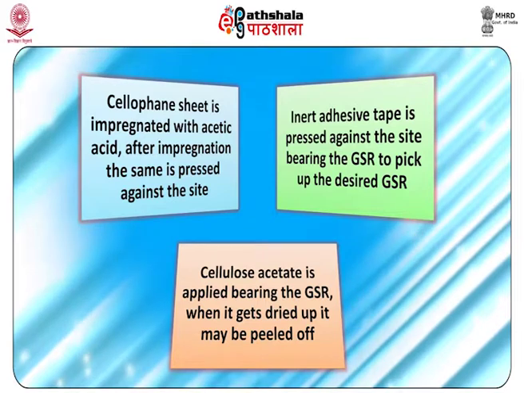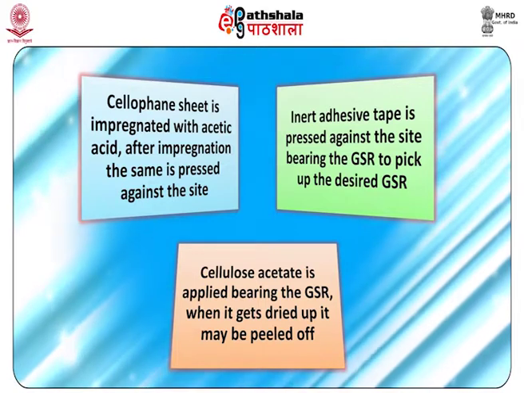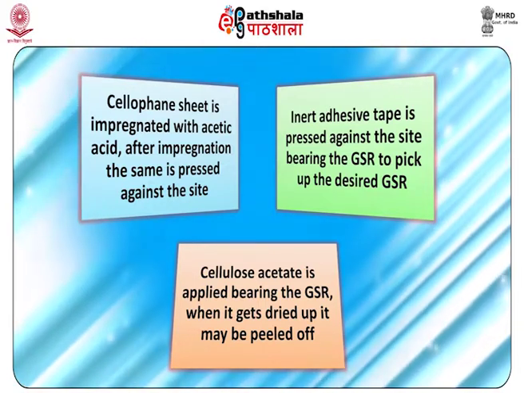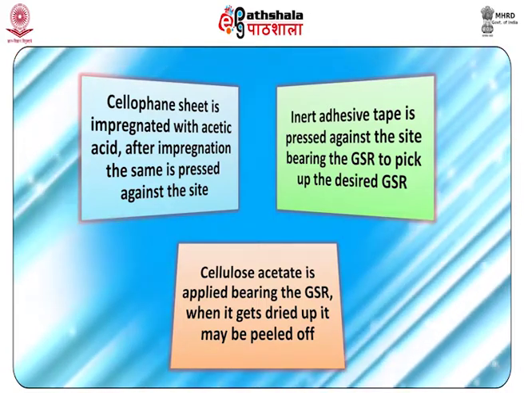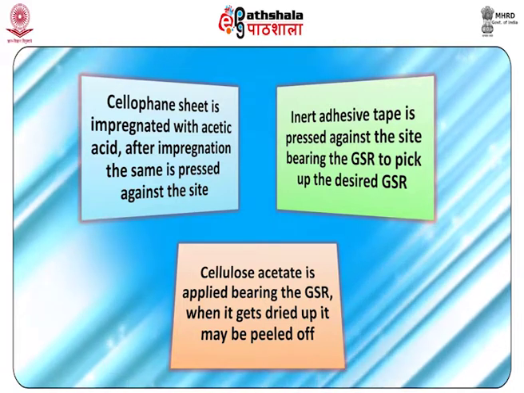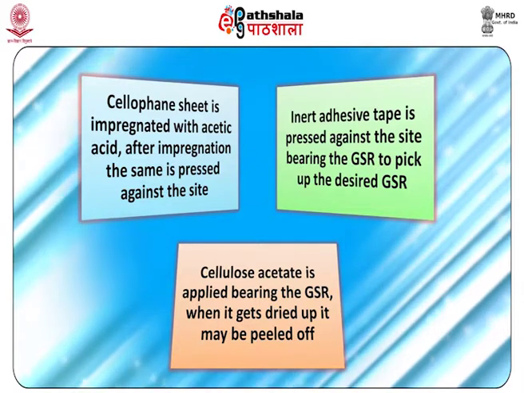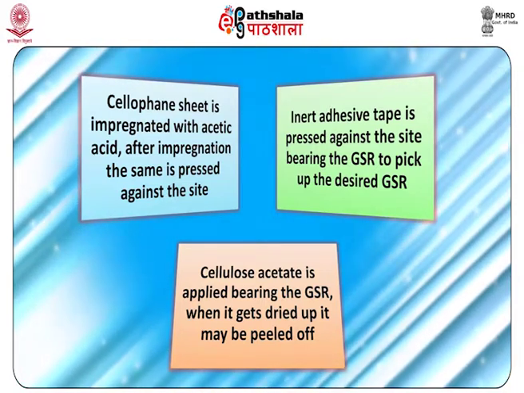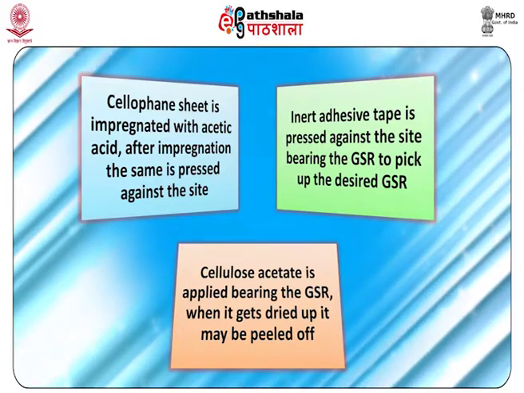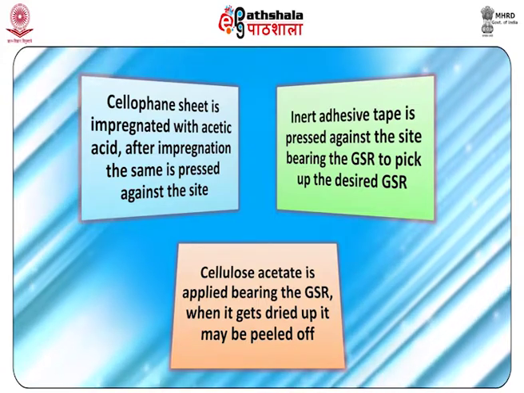Use of adhesive tapes. An inert adhesive tape or an adhesive aluminum tape is pressed against the side bearing the GSR many a times to pick up the desired gunshot residue, which can then be subsequently selected for examination. A solution of cellulose acetate is applied bearing the gunshot residue. When it gets dried up, it may be peeled off and the gunshot residues will be picked up by the cast.